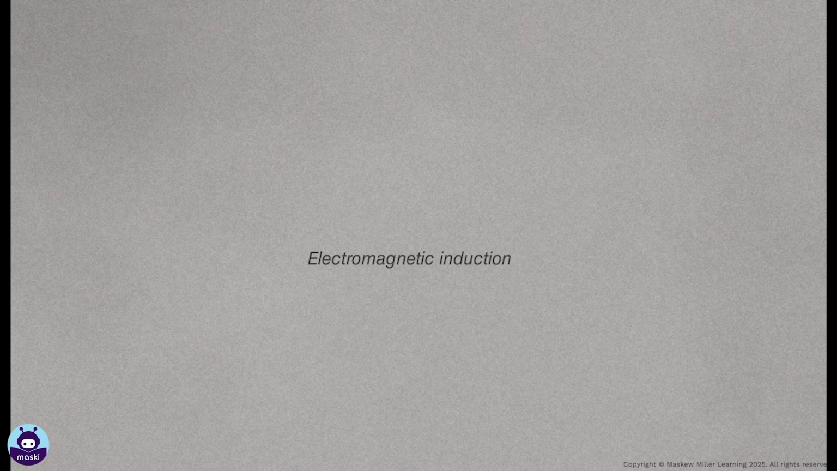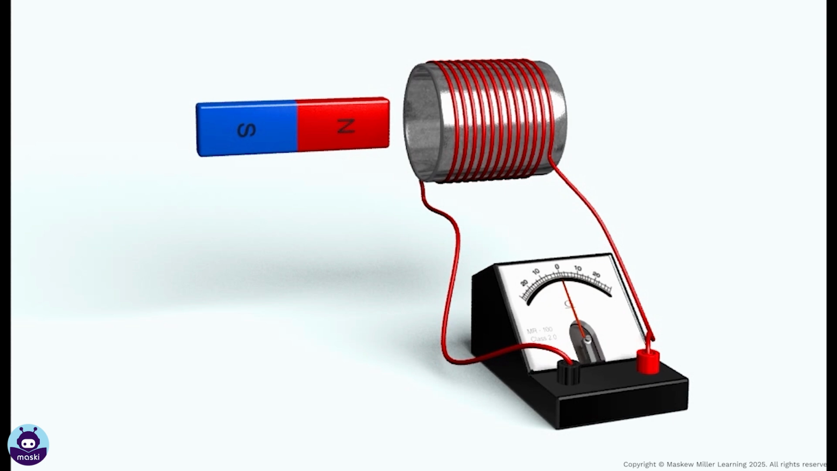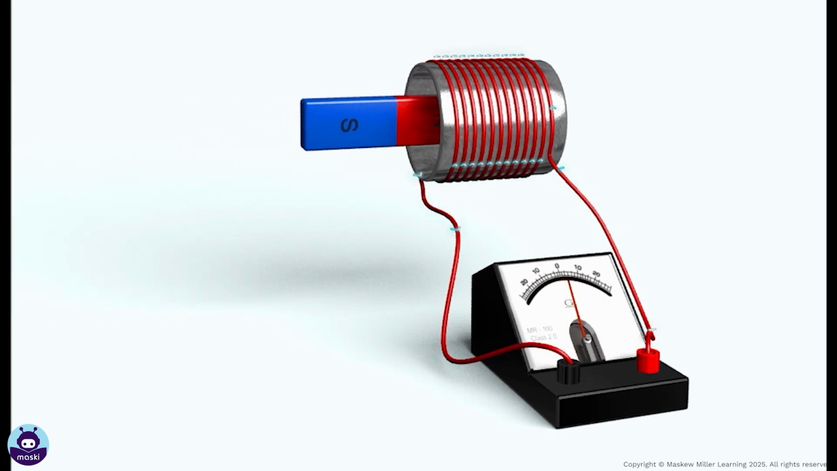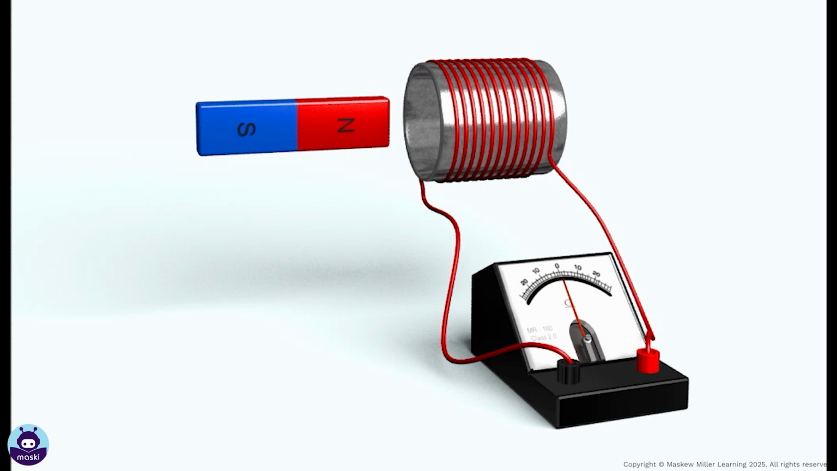Electromagnetic induction. We saw in grade 11 that a changing magnetic flux associated with a solenoid can cause a current to flow through the solenoid. If the bar magnet is moved into the solenoid, it causes a momentary deflection in the galvanometer. This means that current is induced in the solenoid for that particular moment. If the bar magnet is pulled out of the solenoid, it causes a momentary deflection in the opposite direction.